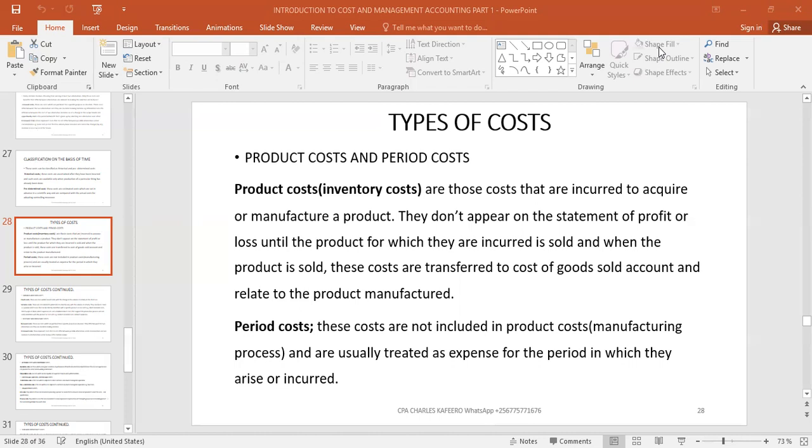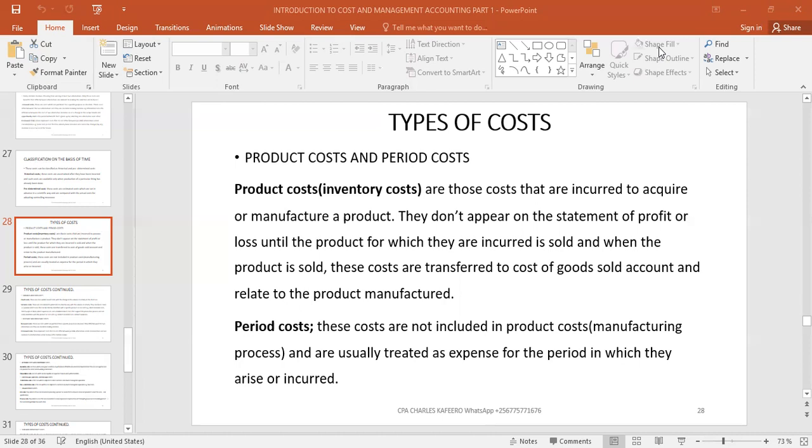Because when you talk about the product costs and the periodic costs, one is the opposite of the other. So you will be able to understand these costs very easily. So, as I said, the product costs and the periodic costs. Let me first talk about the product costs.